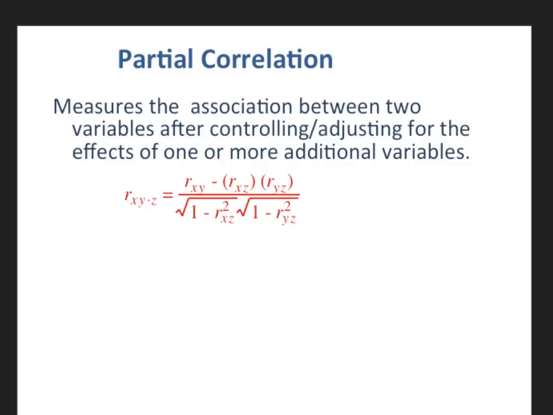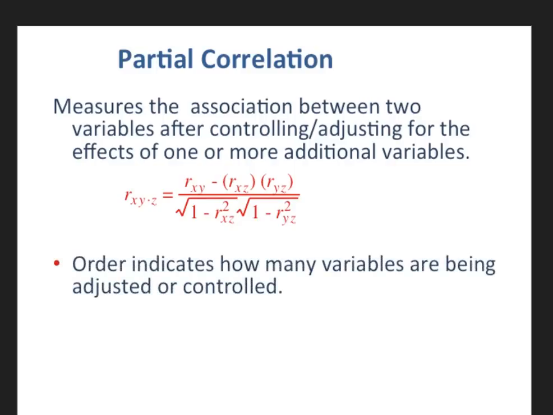A related type of analysis of association between two metric variables is partial correlation, which measures the association between two variables after controlling or adjusting for the effects of one or more additional variables. The equation is shown here on screen. Partial correlations have an order associated with them. The order indicates how many variables are being adjusted or controlled. Think back to our ANCOVA discussion. It's the same exact concept.